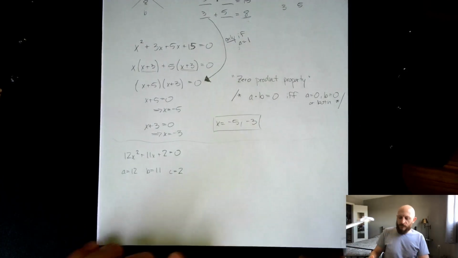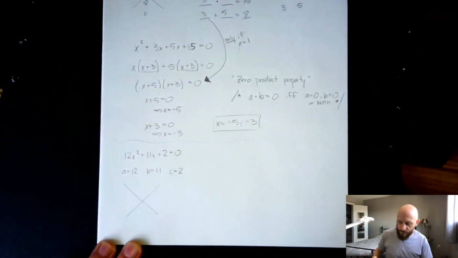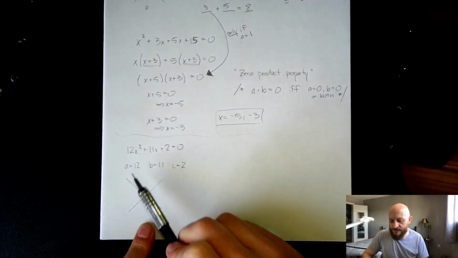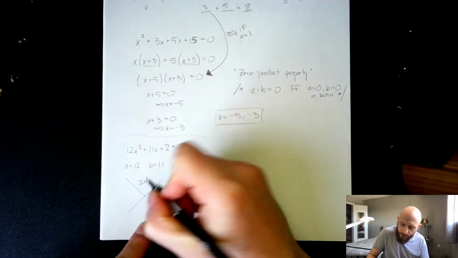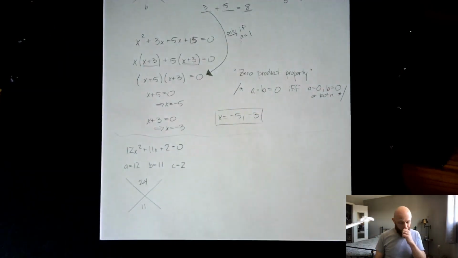All right, so now we'll do our AC method. So what do we fill up in the top? That's the product of A and C. A times C, 12 times 2 is 24. In the bottom is B, 11. So we need two numbers that multiply to make 24, but add to make 11.